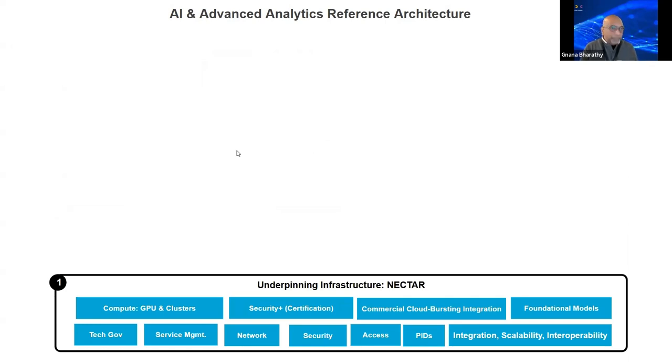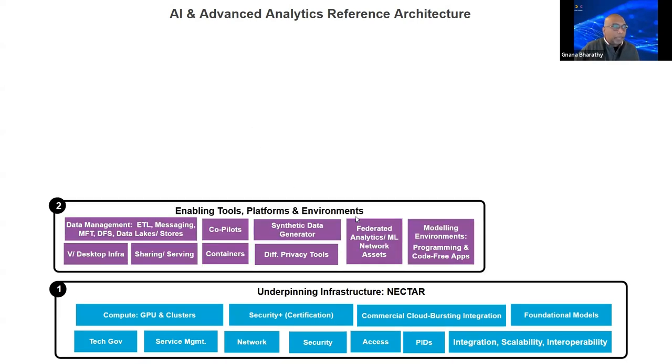So in the beginning, there is Nectar. Of course, this is already an existing service, but there would be some augmentation to this, particularly in terms of security certification. So ISO 27001 is in progress for a number of Nectar nodes, so it would be healthcare ready. There would also be considerations about integration scalability, particularly about how to integrate with other commercial clouds and the foundational models, as well as GPU and other ways to provide augmented compute.